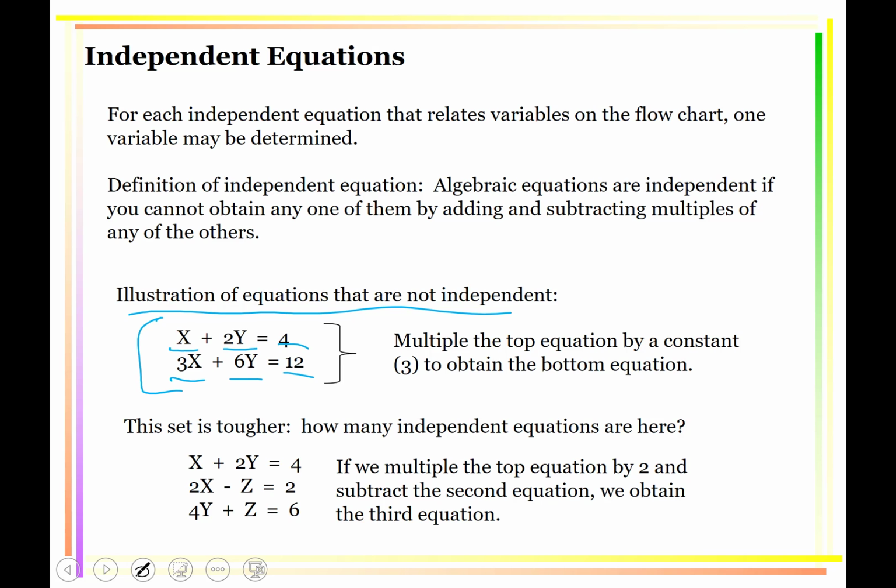And there are other situations where it's not even as obvious as this first one that I showed you. Here in the second set, at a quick glance, these look independent. But it turns out that if you multiply the top equation by 2 and subtract the second equation, you will get the third equation, which means that they are not independent. So if you try to solve for x, y, and z with this set, you will not get any result.